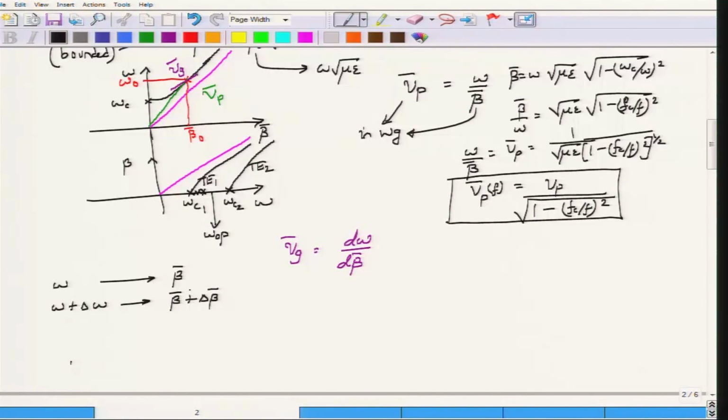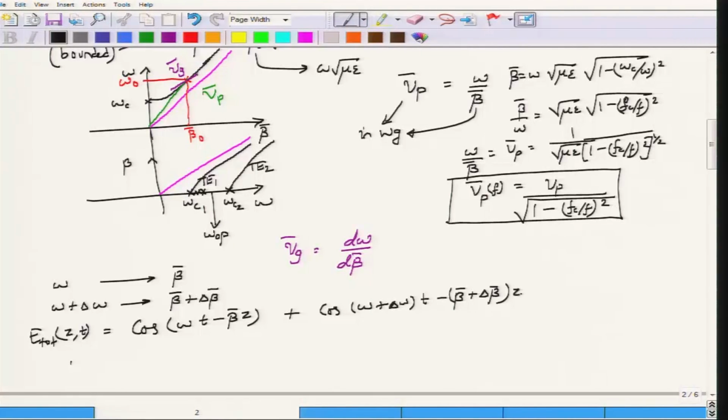So, for this particular case, assuming that both have the same amplitude and the amplitude is equal to 1, I can write the waves as cos of omega t minus beta bar z, and because the total electric field must be the sum of both individual frequencies, I have cos of omega t minus beta bar z plus cos of omega plus delta omega into t minus beta bar plus delta beta bar into z. Okay. So, this is clear, the total electric field is the sum of one electric field component and the other electric field component. These two components have slightly different frequencies, omega and omega plus delta omega.